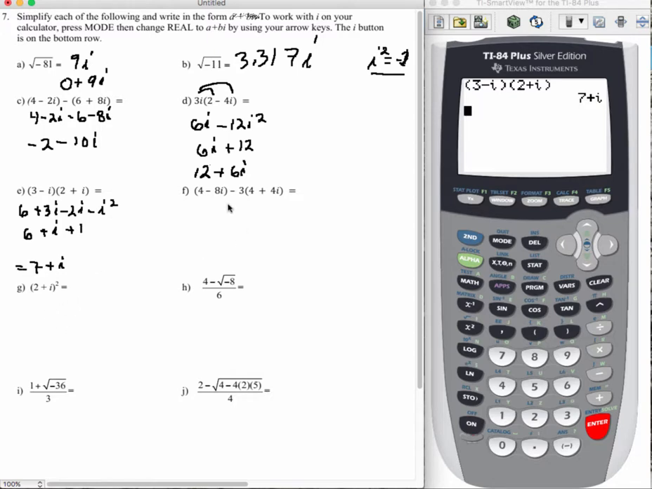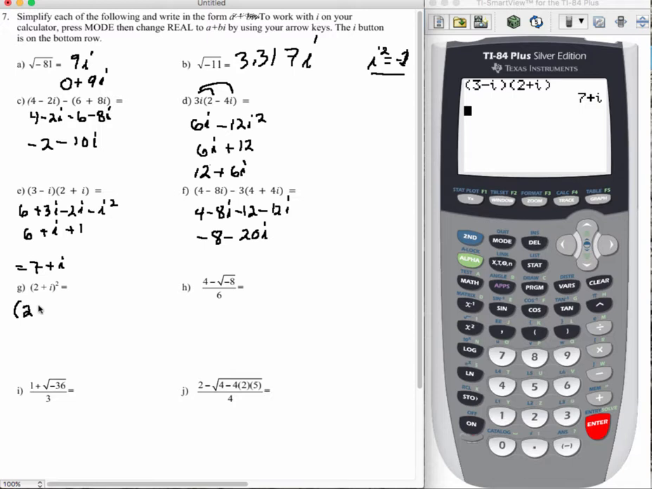Okay, so let's go ahead and move on to F. Well, we're going to distribute that -3 first, so this will be 4 minus 8i minus 12i. So collecting up my like terms here, I'm going to get -8 minus 20i. It's almost faster with some of this arithmetic just to do it by hand than actually having the calculator do it. Let's talk about what 2 plus i squared is.